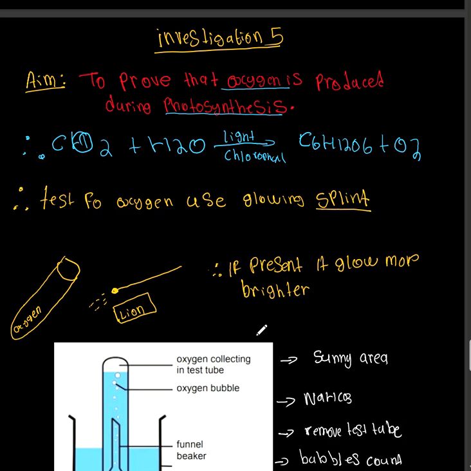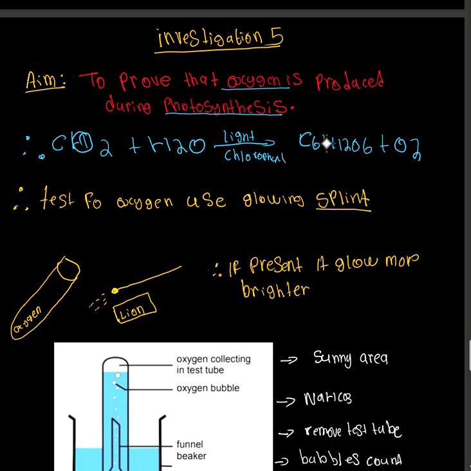So we're going to look at experiment number 5, where we're going to prove that oxygen is produced during photosynthesis. We know that during photosynthesis, the requirement is that carbon dioxide reacts with water in the presence of light and also chlorophyll. That's the requirement, and the production is glucose.